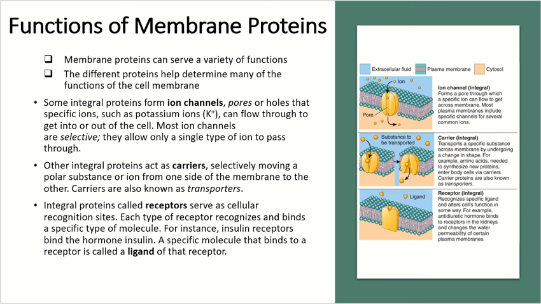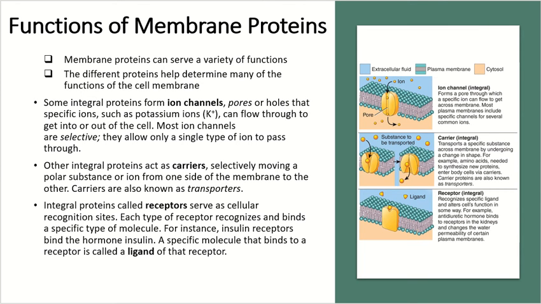Other integral proteins are going to act as carriers. These are going to selectively move a polar substance or an ion from one side of the membrane to the other. And these carrier proteins are also known as transporter proteins. So we can see those here. These are going to be really important for our active types of transport here.